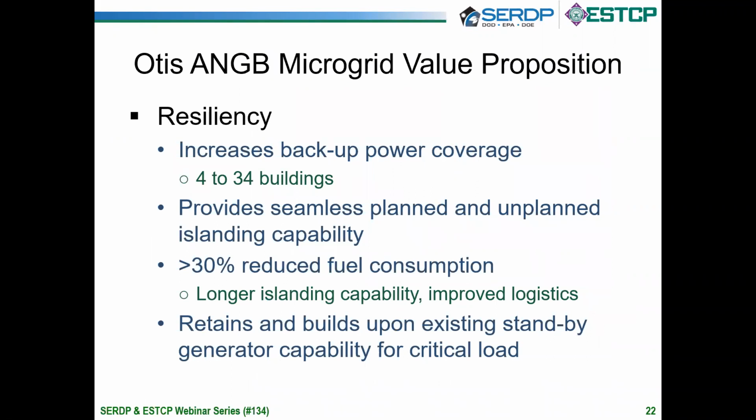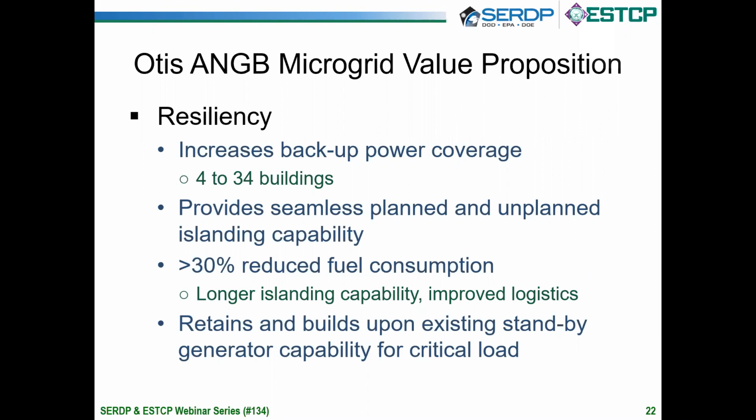So from the base's perspective, what does this concept do for them? Why do they care? Nowadays, in particular, for the DoD, it's all about resiliency. And before this project, they had 4 buildings that had their own dedicated standby generators on the East Campus at Otis National Guard Base. With this microgrid in place, you can support 34 buildings. So the 4 buildings plus another 30 buildings. So it provides a much broader backup power capability than what they would have using these existing 4 standby generators.